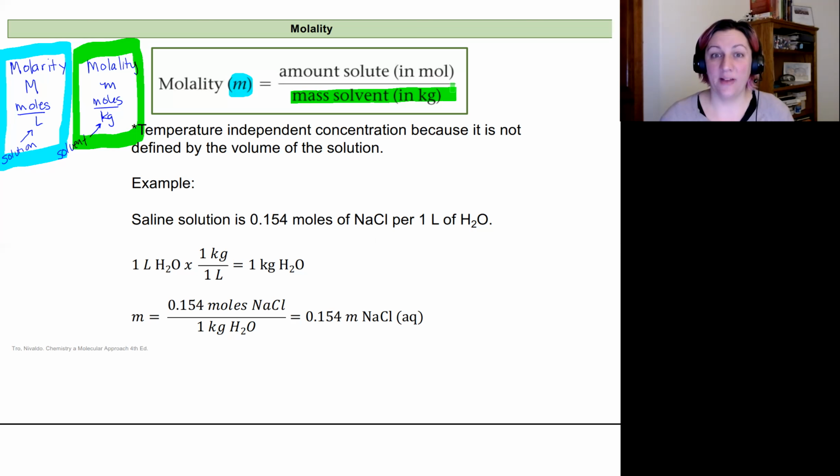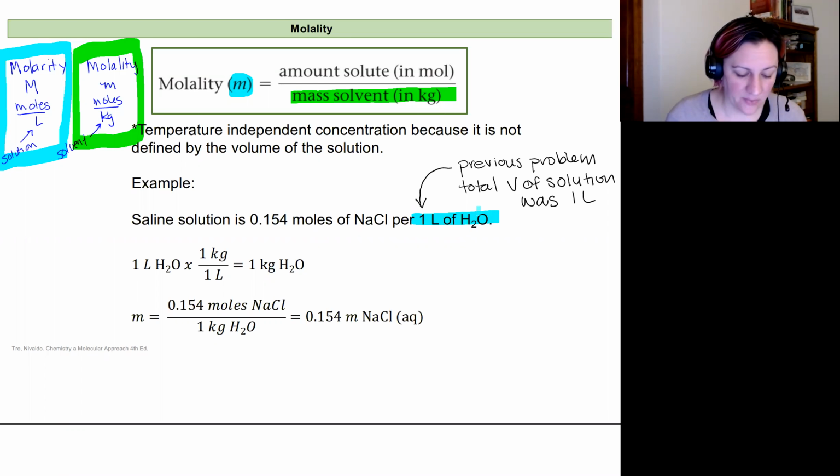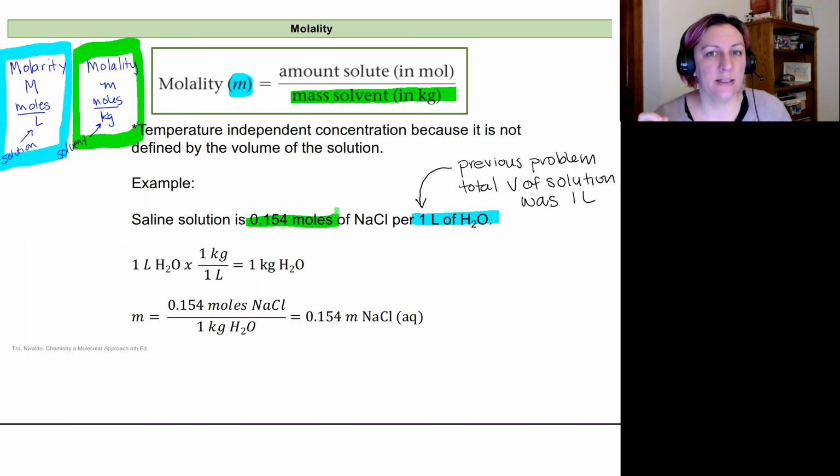So here's an example of how to calculate the molality for that same saline solution we looked at for molarity. So our saline solution was 0.154 moles of sodium chloride in every 1 liter of water. And so this is going to be different in a way from the problem that we did. Before we looked at 1 liter of solution, here we're saying we have 1 liter of water for our 0.154 moles of sodium chloride. So we're talking about a different amount of water, a different concentration.